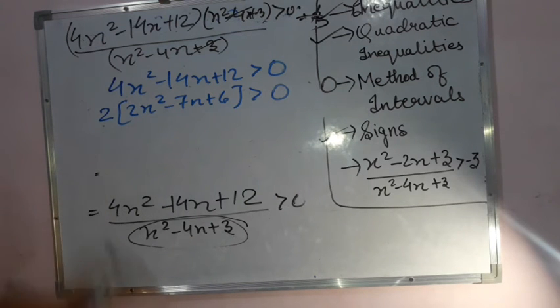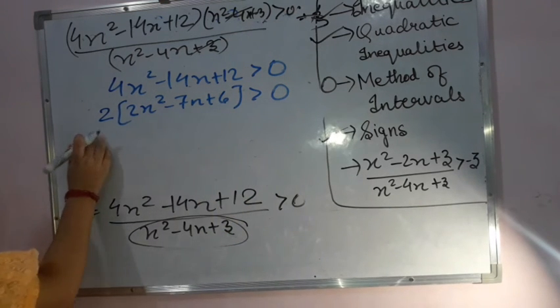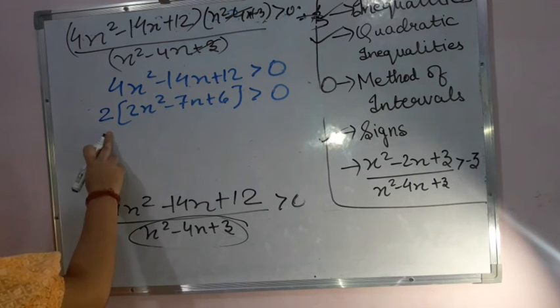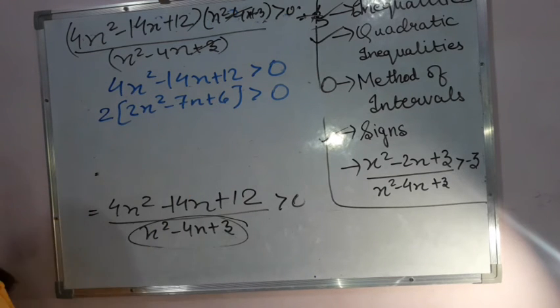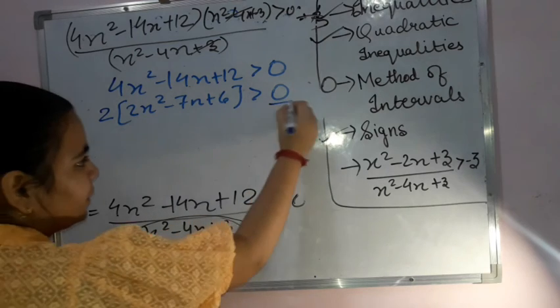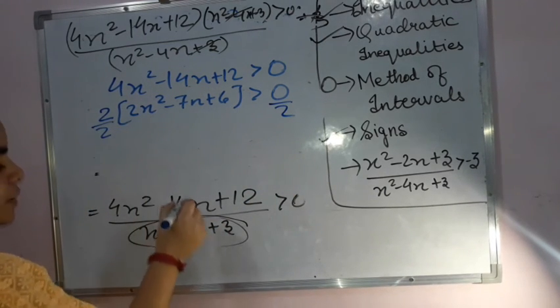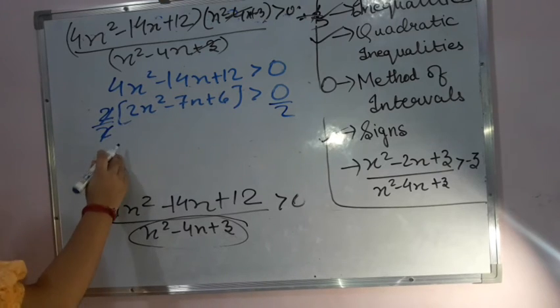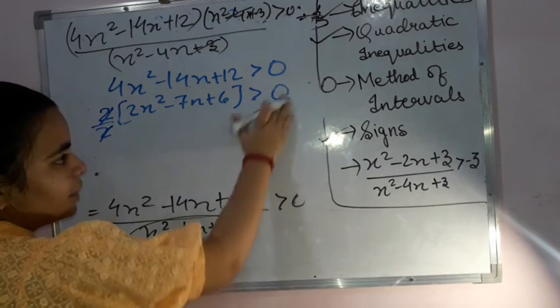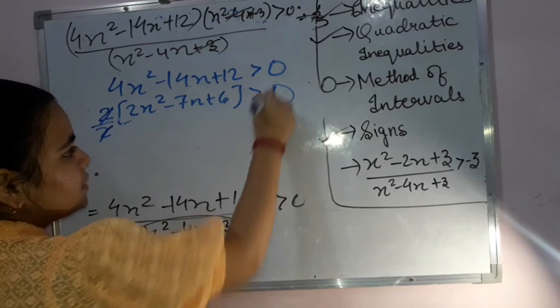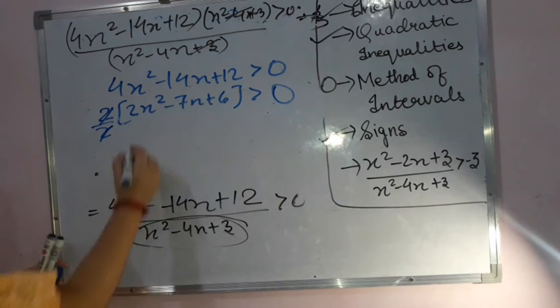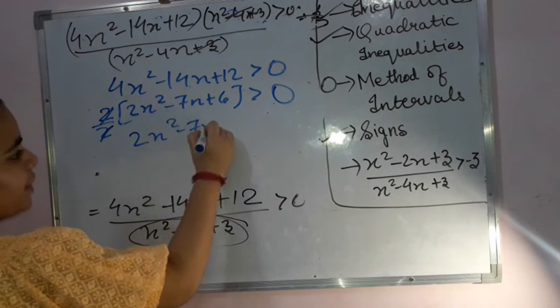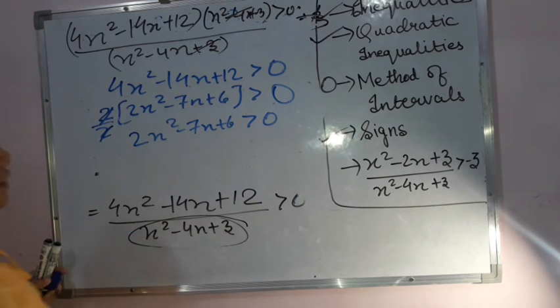Now, if I divide both sides by the positive 2, will it change anything? No. Dividing both sides will not change the sign of my inequality, and it will have no effect on the question that was given to me. Here both get cancelled, and 0 divided by something is already 0, so I can write it as 0 only. So now what is left is 2x² minus 7x plus 6 is greater than 0.